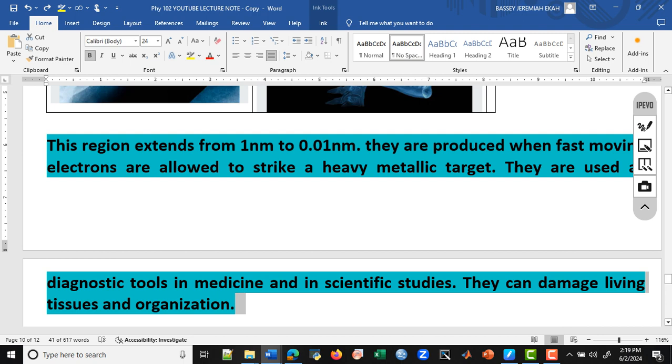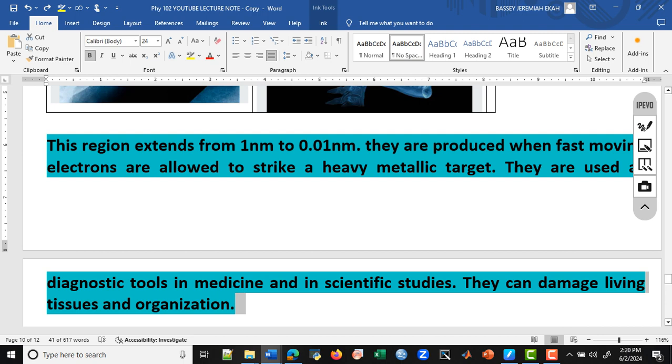The question now is, how can X-rays be produced? X-rays can be produced when fast-moving electrons are allowed to strike a heavy target. They are used as diagnostic tools in medicine and in scientific studies. They can damage living tissues and organs in the body. So this is not organization, but organs. Organs, okay.